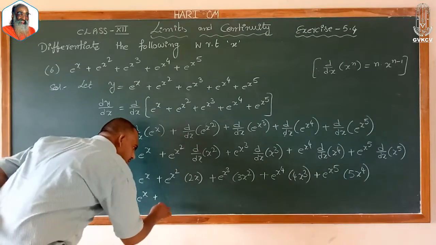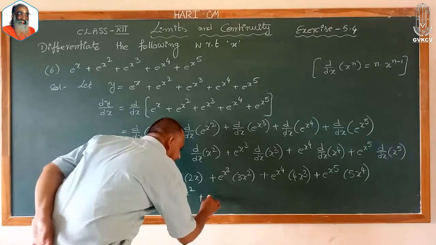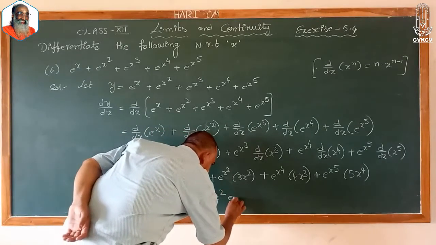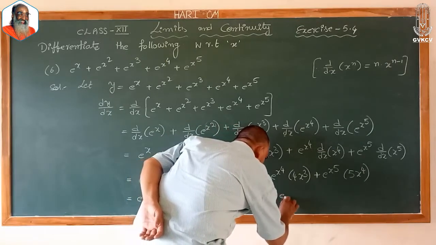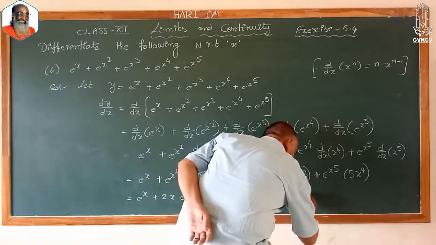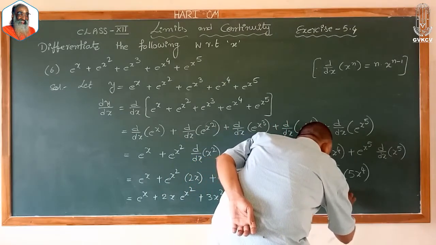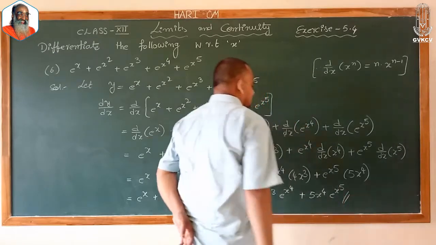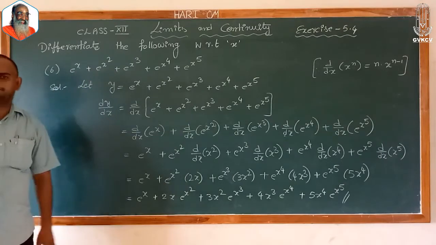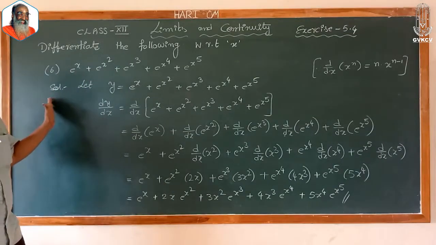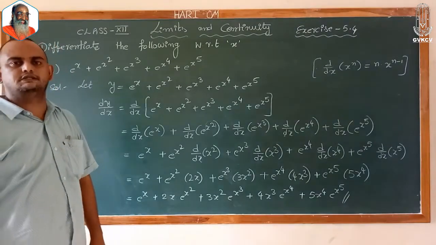E power x plus 2 into x into e power x square, 3 into x square into e power x cube, 4 into x cube into e power x to the power of 4, 5 into x to the power of 4 into e power x power 5. This is the final derivative of the given function. This is about problem number 6.